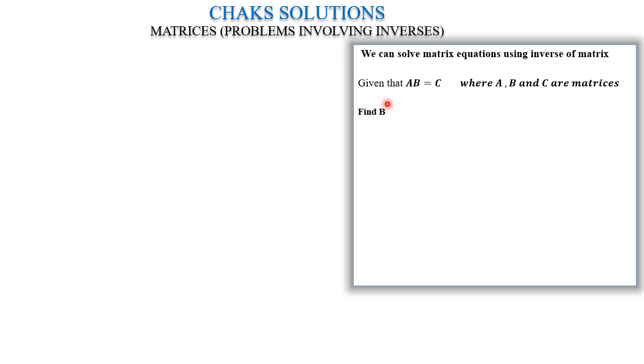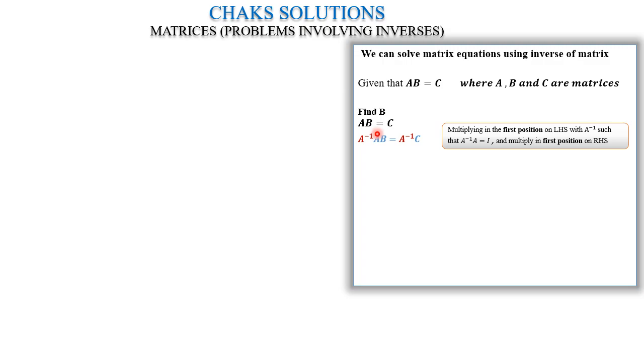Right, so let's say maybe the question is saying find B. So to find B here, we are just going to consider that there's B here and there's A. So what is multiplying B is A. So we are going to multiply both sides with the inverse of A. So to multiply with the inverse of A here, we consider the position here of A. So A is in the first position. So we are going to multiply on the first position such that A inverse times A here will give us the identity matrix. Because A inverse times A will give us the identity matrix. Then times B equals to A inverse times C.